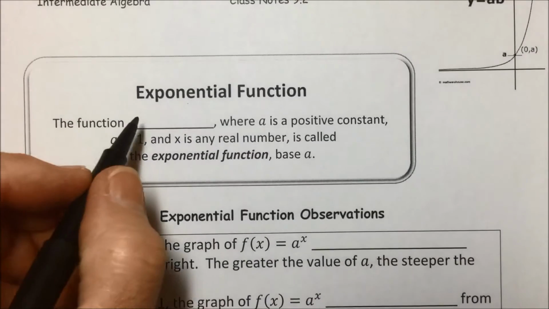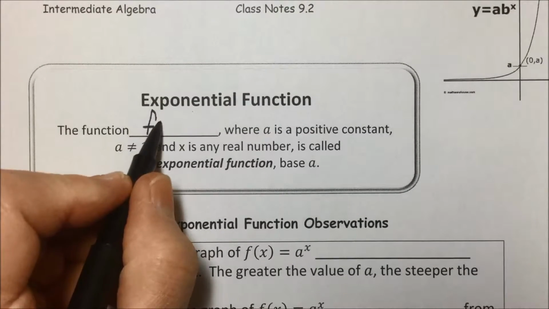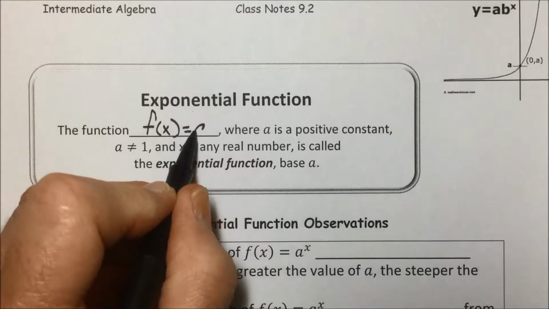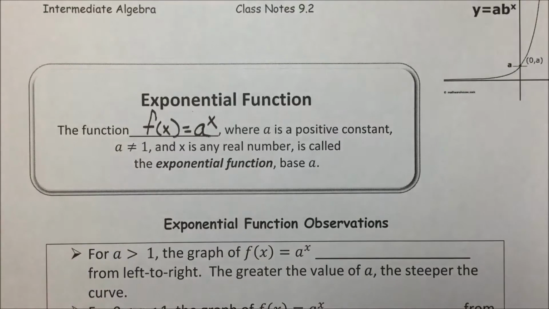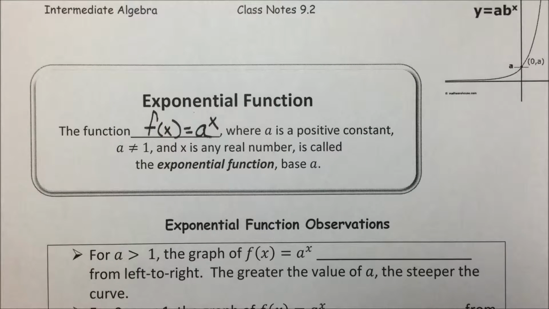The function f of x is equal to a to the x power, where a is a positive constant, a cannot equal 1, and x is any real number. And by any real number, it can be a radical, it can be a decimal, it can be a fraction, it can be an irrational number. This is called the exponential function with base a.